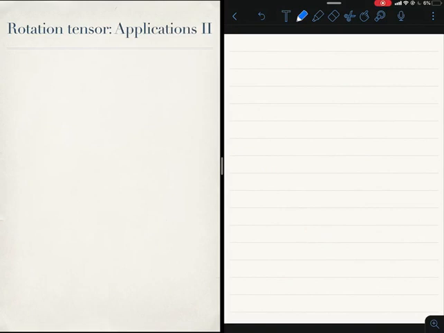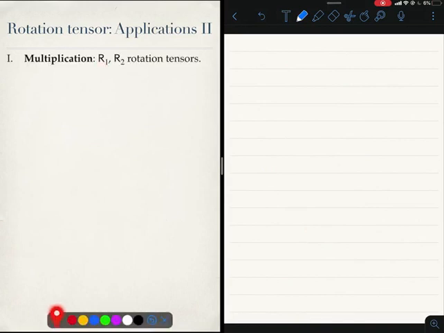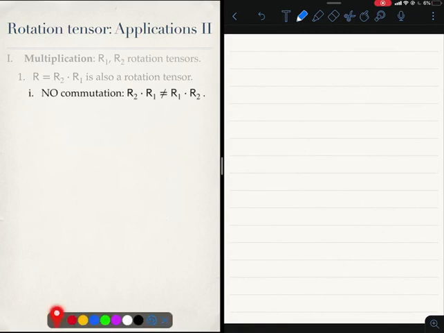Okay, we continue with the rotation tensor and consider another set of applications. Let's consider two rotation tensors, R1 and R2. The first thing that you can prove very easily is that the product of the two rotation tensors is also a rotation tensor, and in this case you should note that just like in matrices, the order of operation matters. So rotation R1 followed by rotation R2 is not the same as rotation R2 followed by rotation R1, and I will not prove that to you right now. I will show you an example in the following lecture. Okay, right now just remember the order matters.